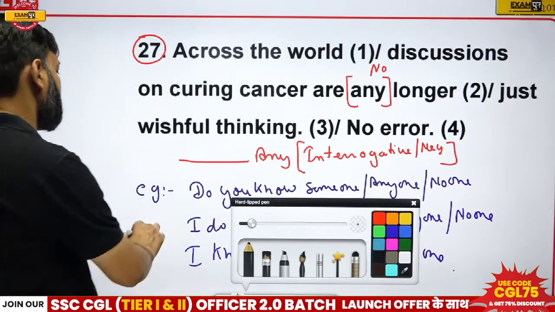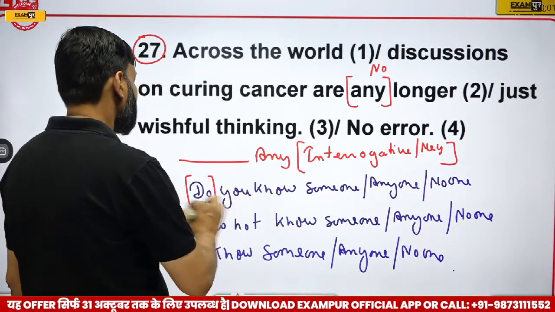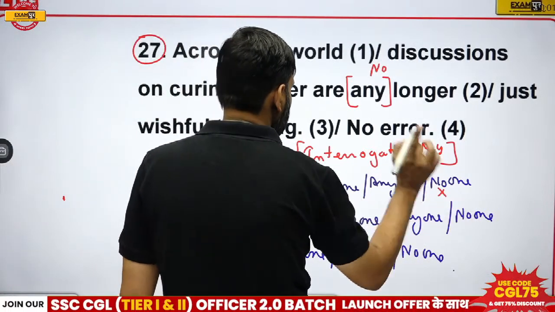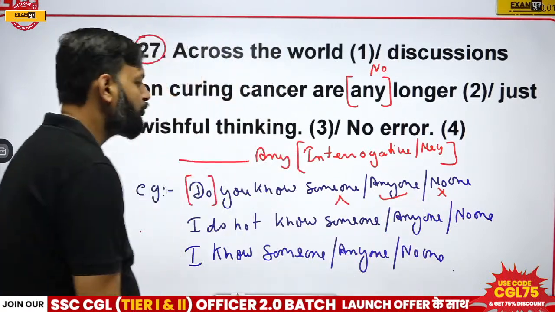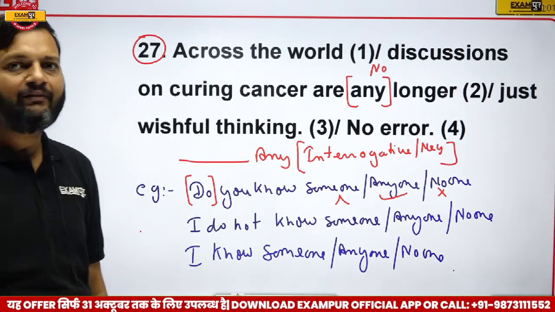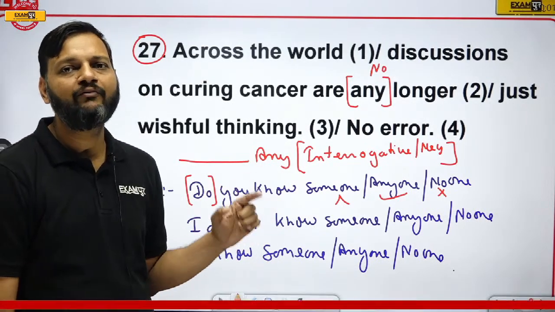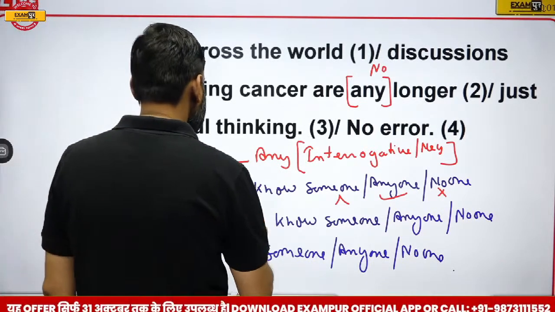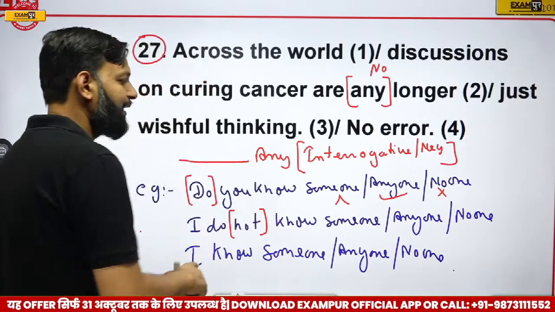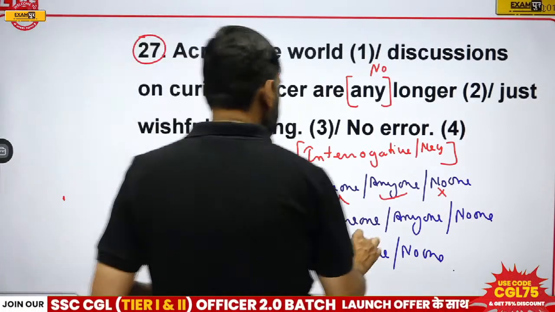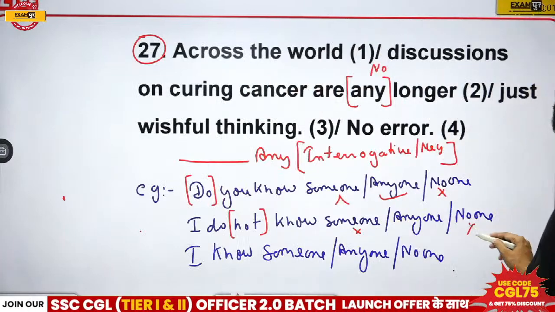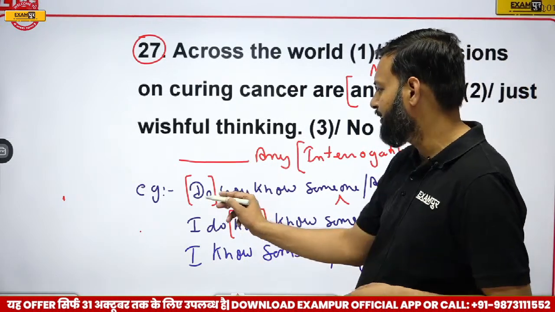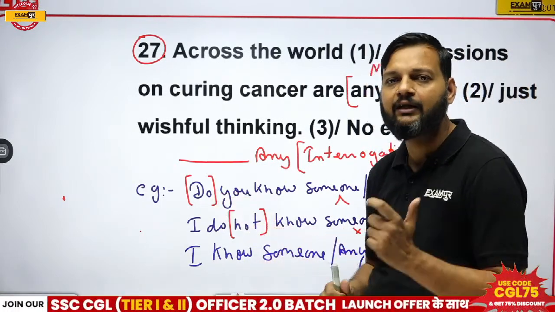This sentence is interrogative, so here use of someone and no one is incorrect. Here anyone will be used. Do you know anyone? In the first sentence, someone and no one will not be used. Anyone will be used because the sentence is interrogative. In the second sentence, since it is negative, and in negative sentence also we use anyone, we cannot use someone or no one. In the second sentence also we have to use anyone. So if the sentence is interrogative or negative, we have to use anyone in place of someone or no one.